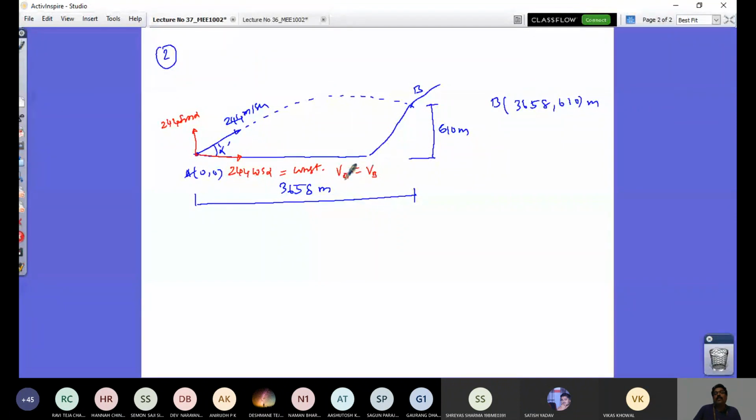VA means Vx at A equals Vx at point B. The horizontal component of velocity is constant, whereas Vy is not. So it can happen that it goes and hits here without achieving the highest elevation, or it can also reach the highest elevation and then fall. We do not know that. It depends upon what angle you are firing.